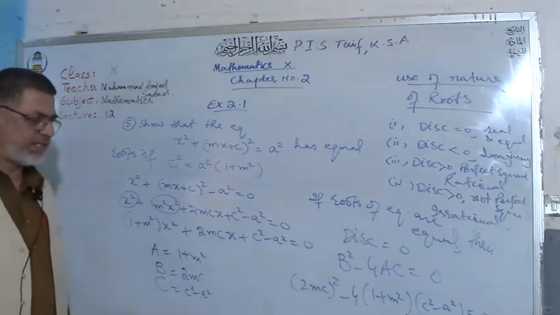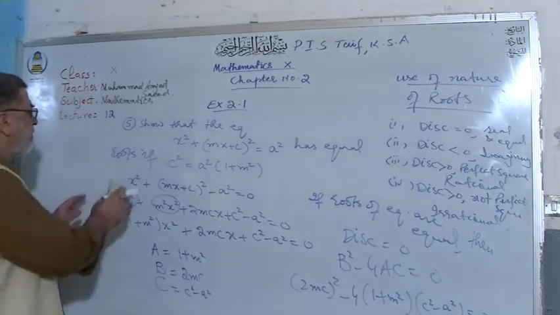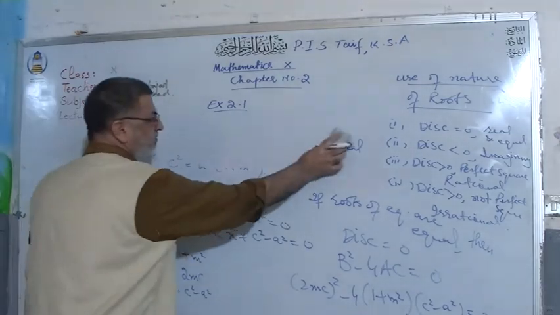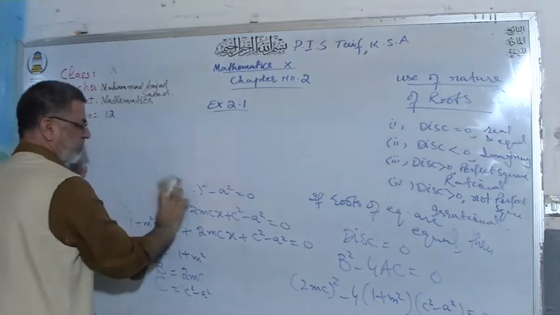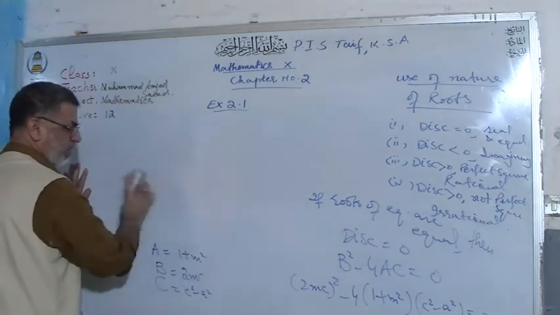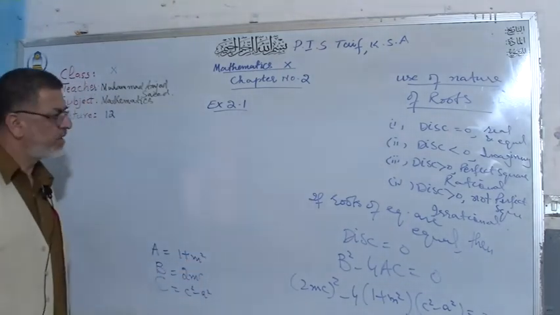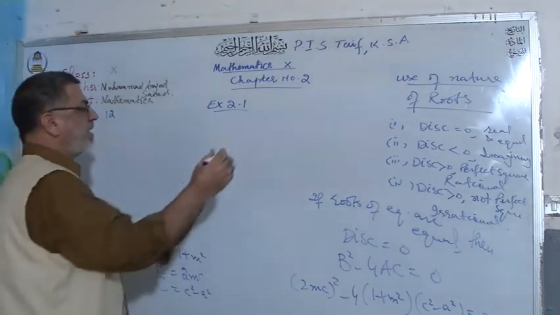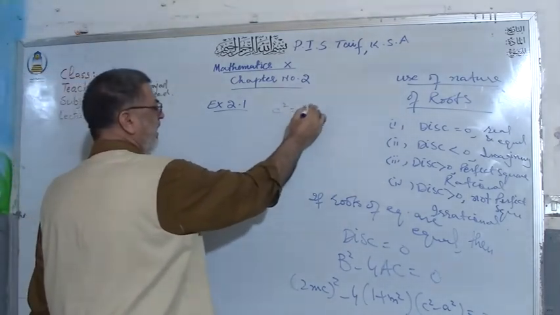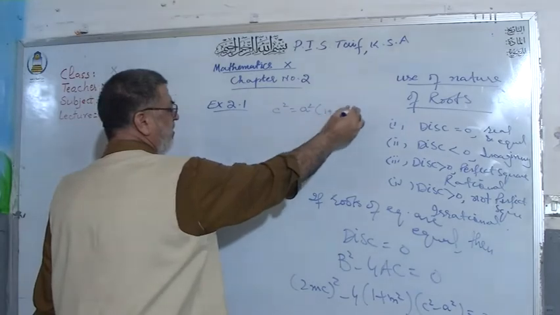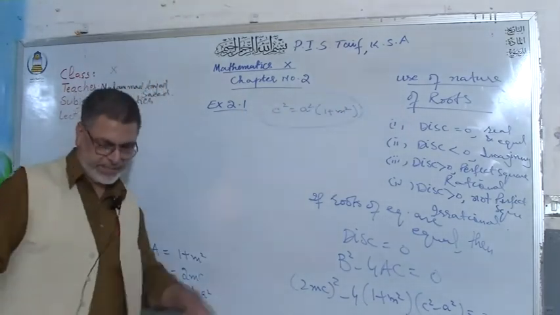Using these values here, remember that your required answer is c square is equal to a square into 1 plus m square. This is to be obtained. This is your answer.